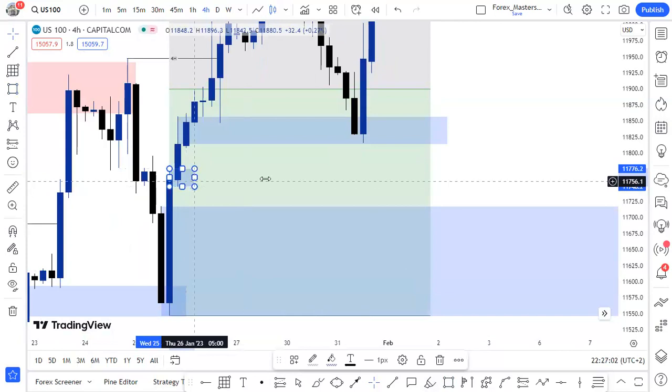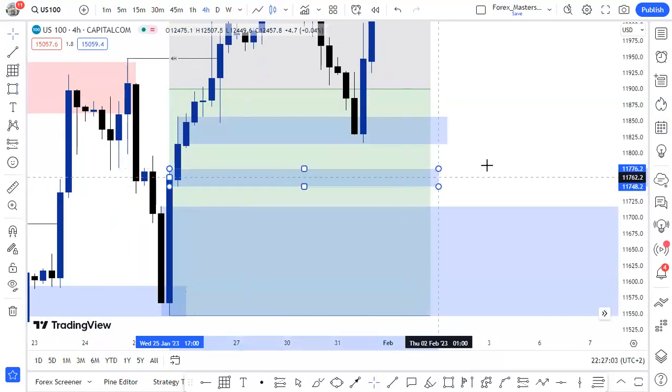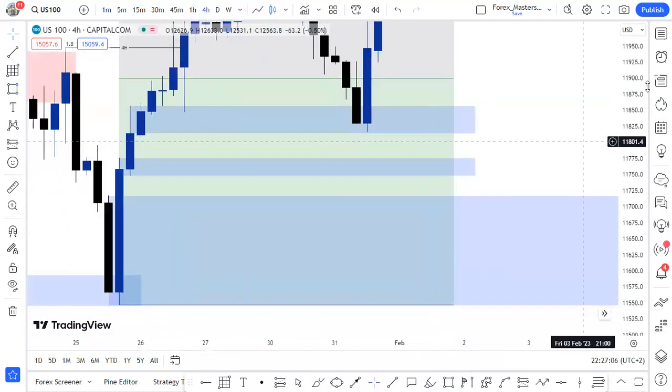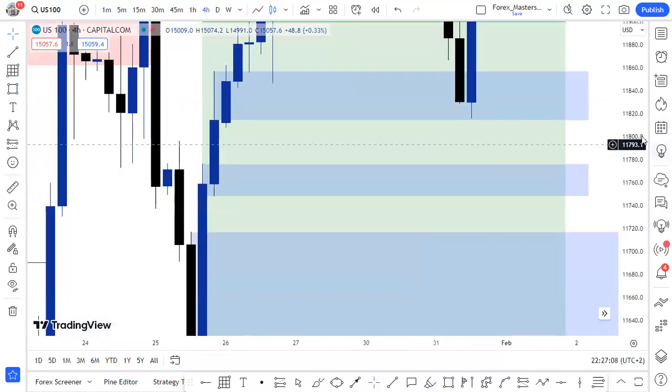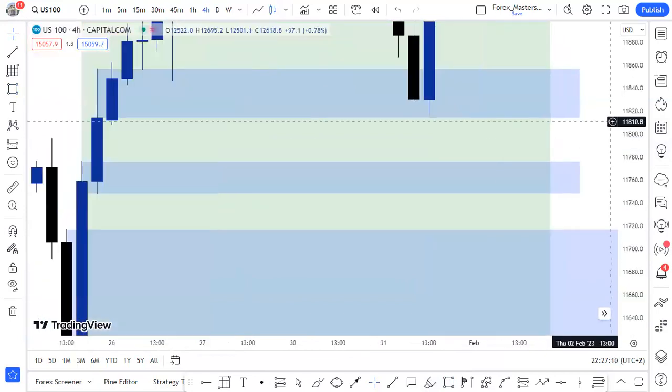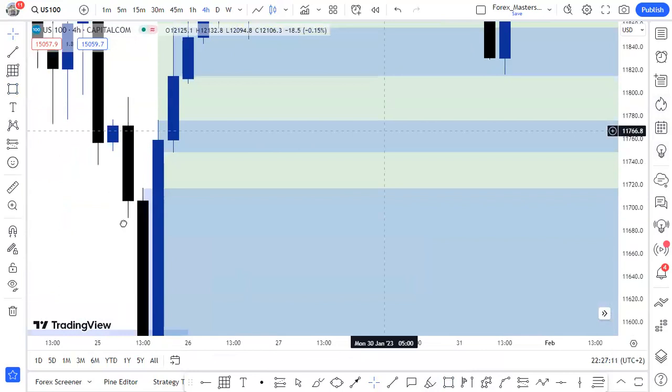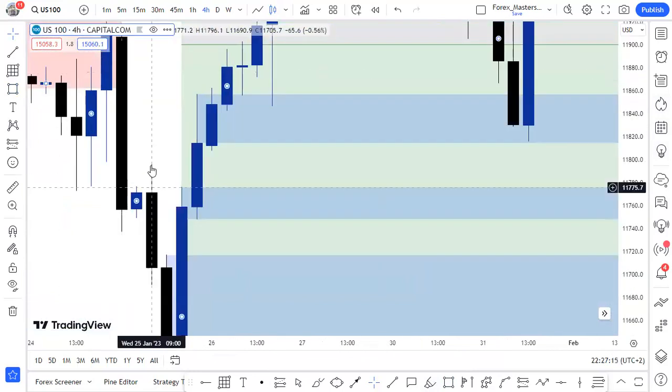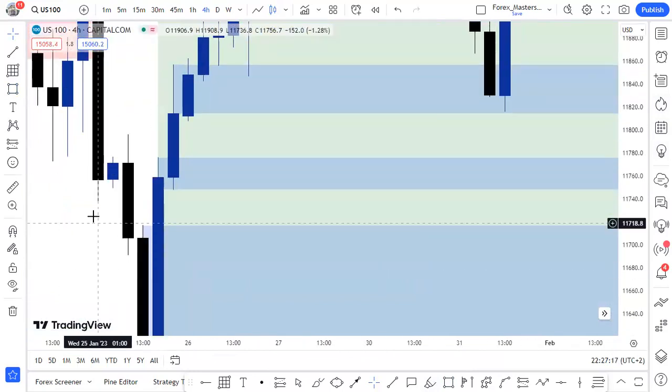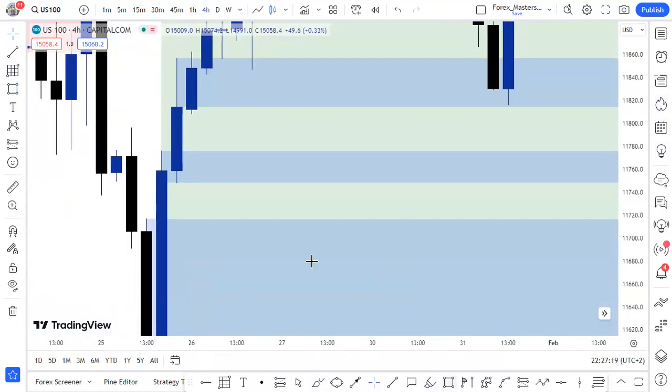This is also a good example of a zone. Now, why is this important? Again, like I said, wicks are reactions, and there are zones on the lower time frame. We can see price pulled back, then dropped to the downside.